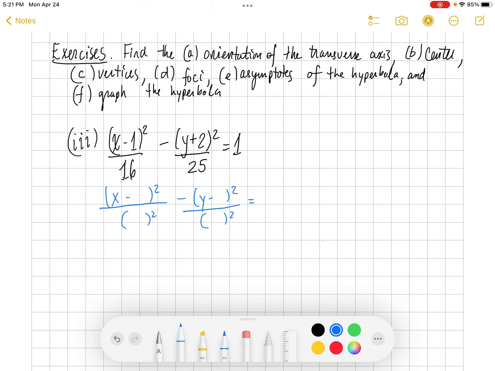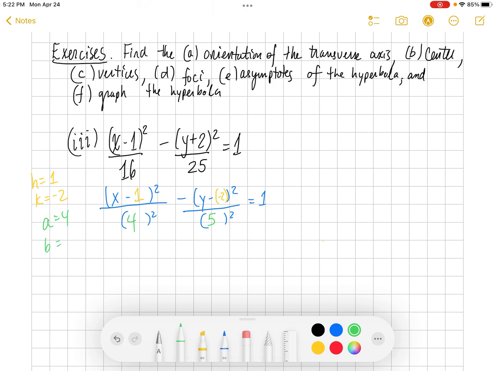We're going to have what? X minus something squared over something squared minus y minus something squared over something squared equals 1. So I'm going to put, let's see, 1 after the x minus and negative 2 after the y minus. So here my h is going to be 1 and my k is going to be minus 2. Now underneath the x minus 1 squared, I got to think about what squared gives me 16 here. Well, definitely that's going to be 4, right? Here my a is 4.